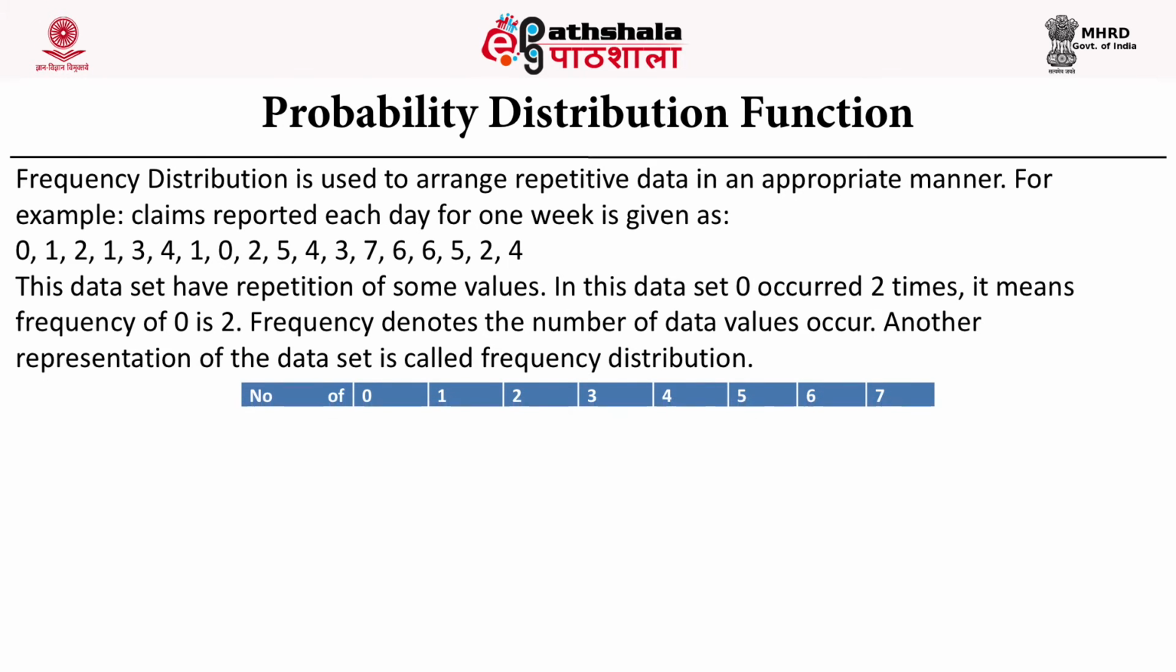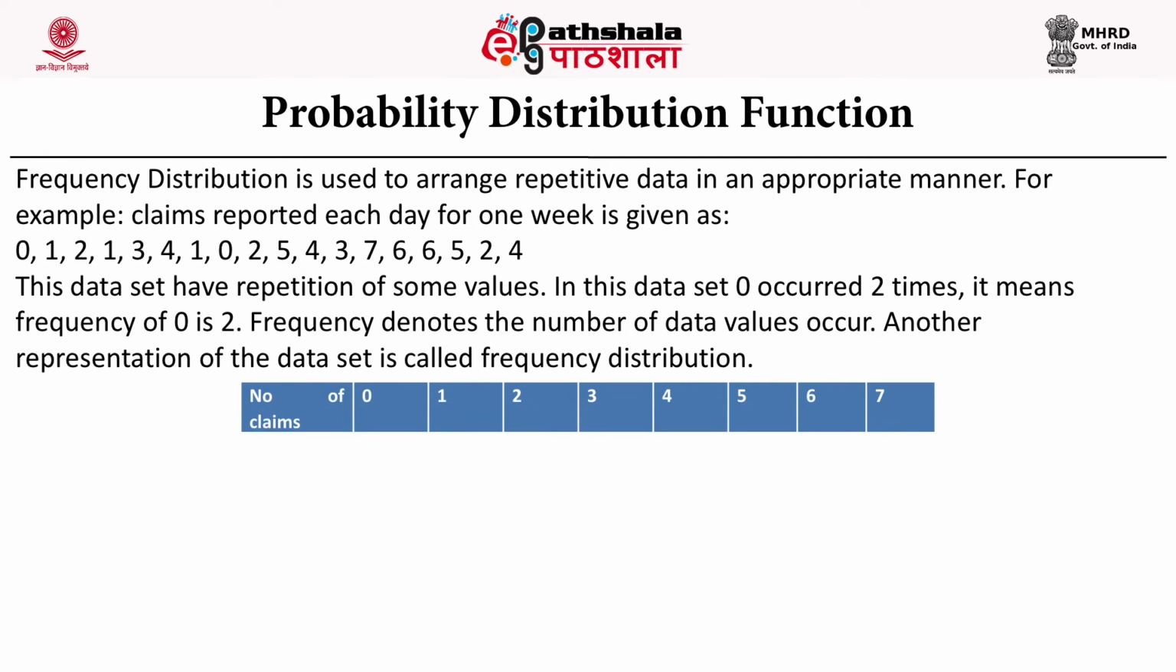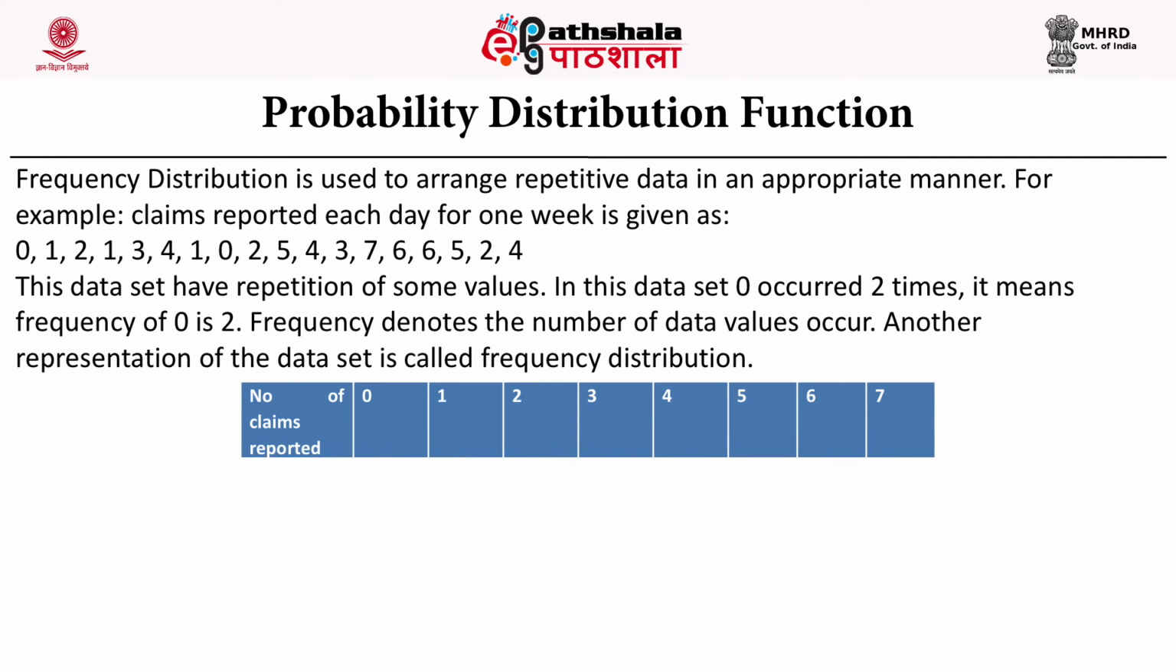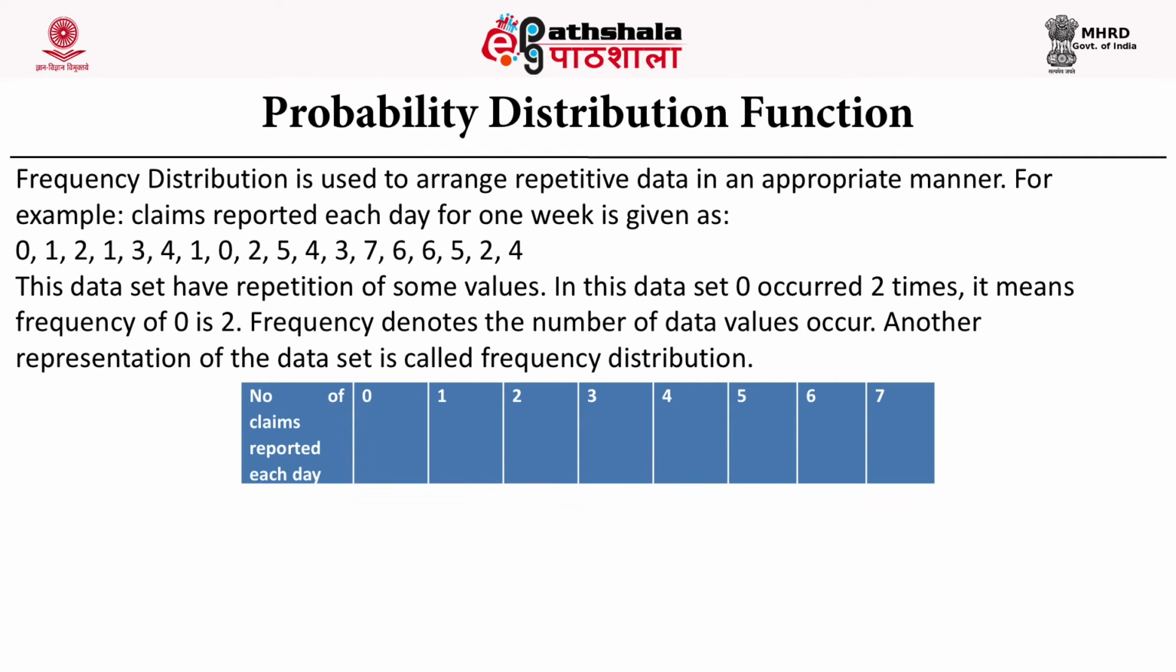We already discussed the concept in our basic course of descriptive statistics, so one can refer to that if finding the frequencies is difficult. Frequency denotes the number of times a data value occurs. Another representation of the data set is called a frequency distribution.